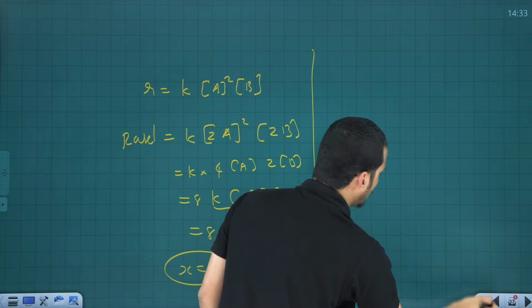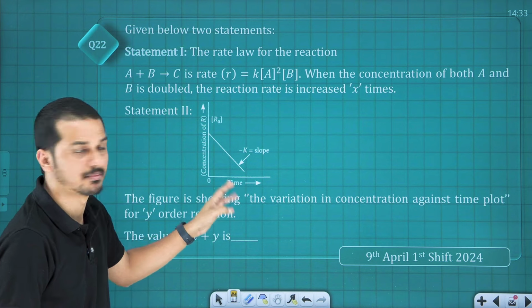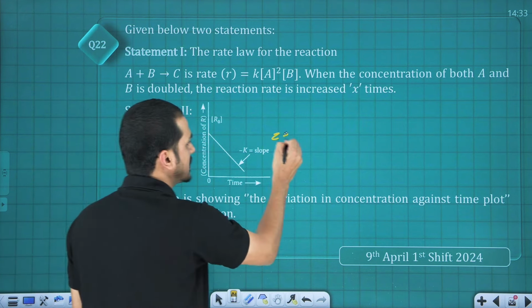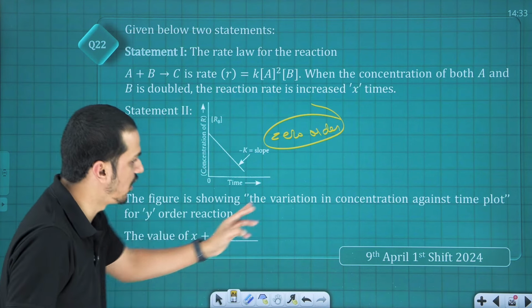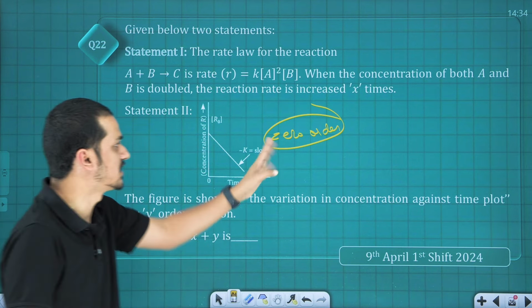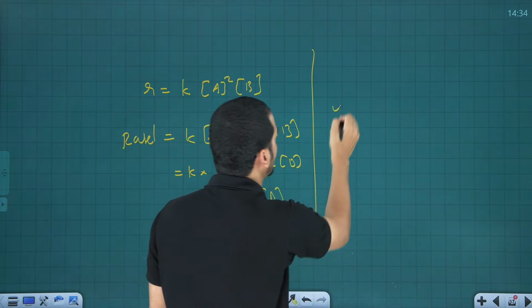Next, what about the next statement they are telling? They have given statement 2, concentration versus time graph. In the previous question we did, this is a negative slope. This is 0 order, guys. For 0 order we are writing: the figure is showing the variation in the concentration time plot. Y is the order of reaction. Y is equal to how much? Y equal to 0. Okay. So Y equal to 0.